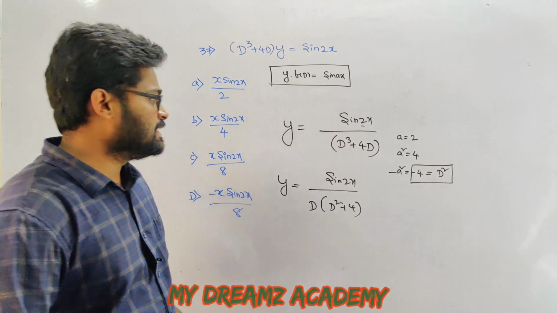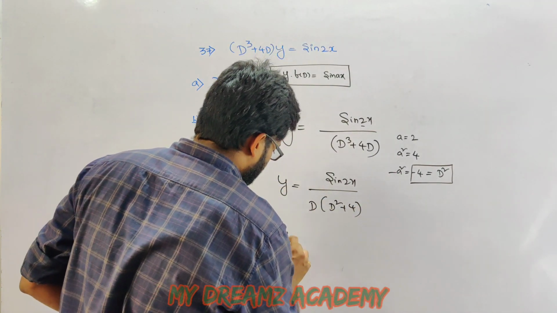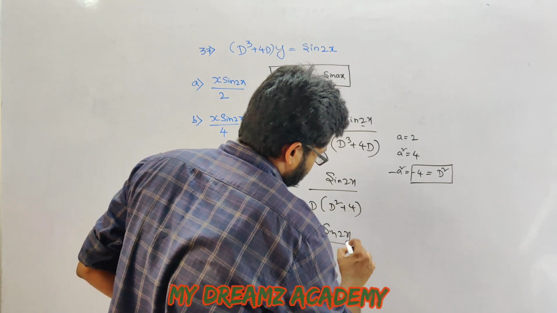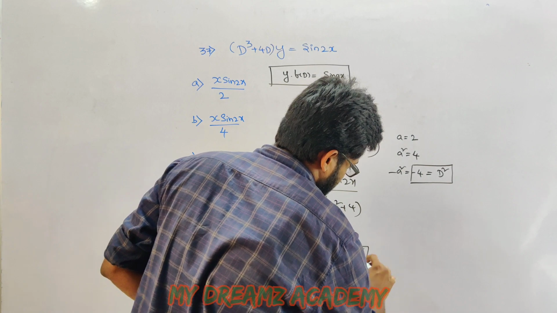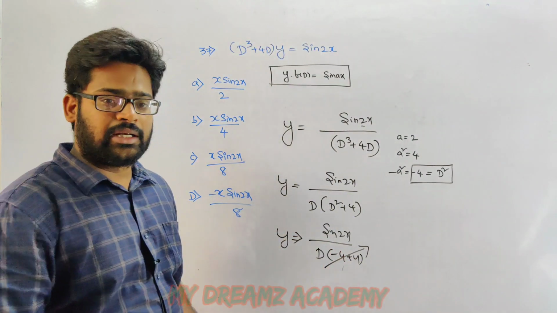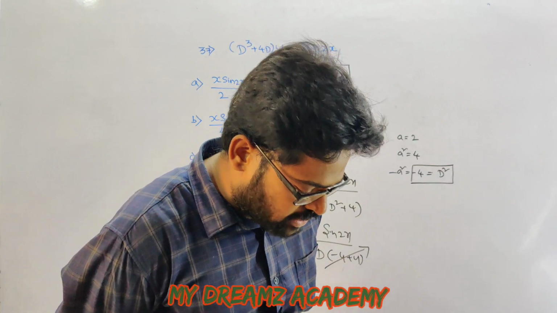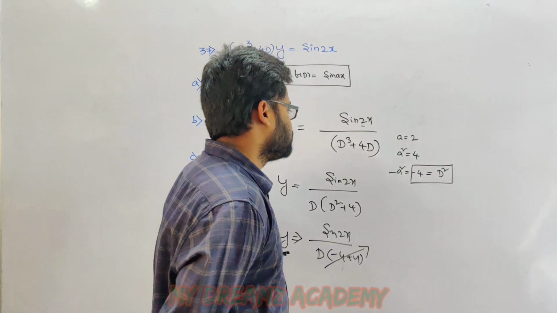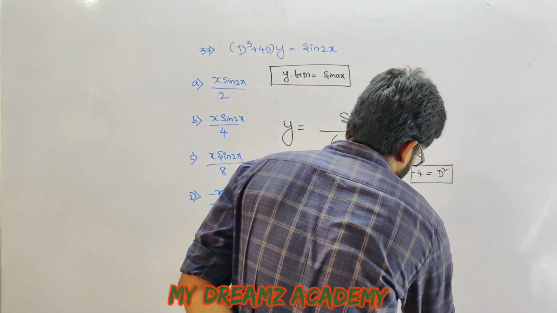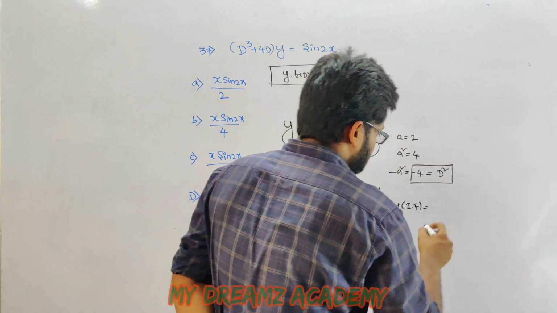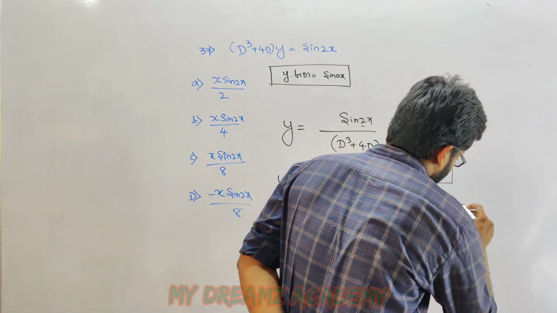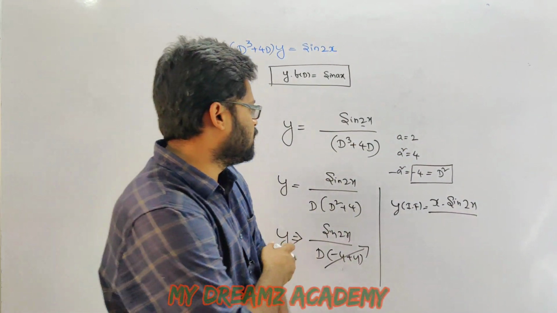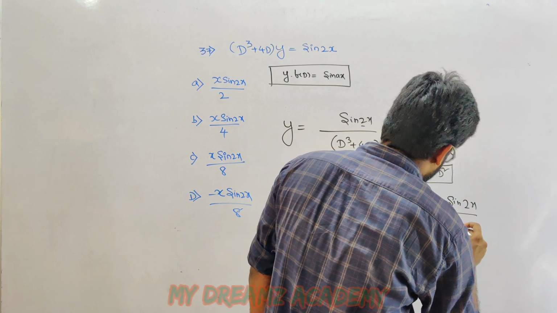Okay, substitute d square is equals to minus 4. What happened? If I substitute, it will give sin 2x by d into minus 4 plus 4, it is giving 0. So what we need to do? We need to go for the next step. What is the next step? We need to do the differentiation in the denominator and multiply x in the numerator. Do that one. Why? We are finding the particular integral, that is multiply with x sin 2x divided by, differentiate this one, d cube plus 4d, differentiation of this one gives 3d square plus 4.